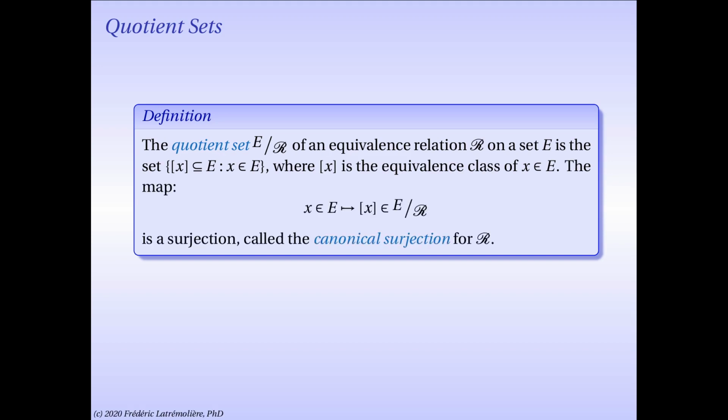Now we have a natural map which takes an element of the set E and maps to it its equivalence class in the quotient, and of course it's a surjection by construction. It's called the canonical surjection for the equivalence relation.